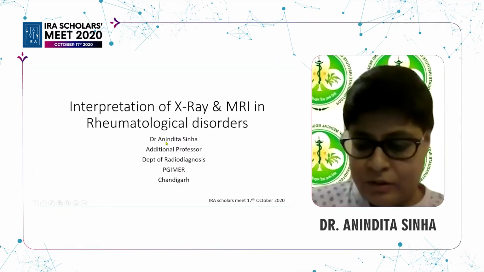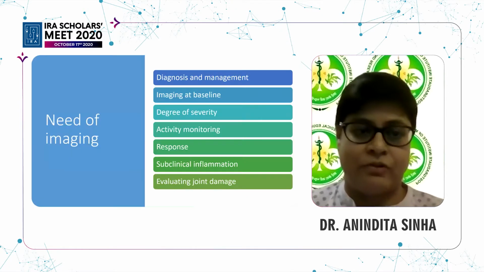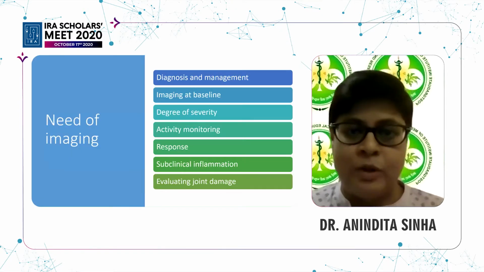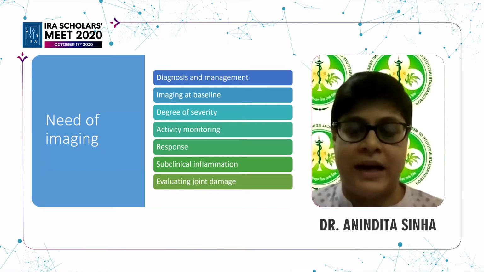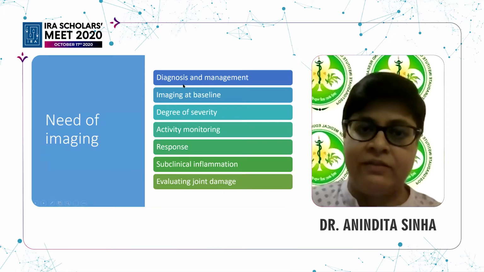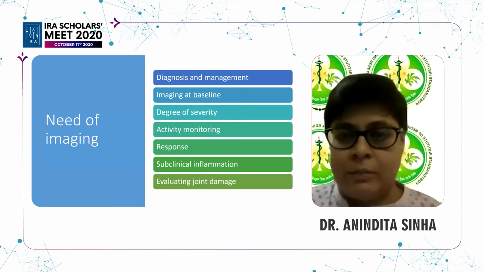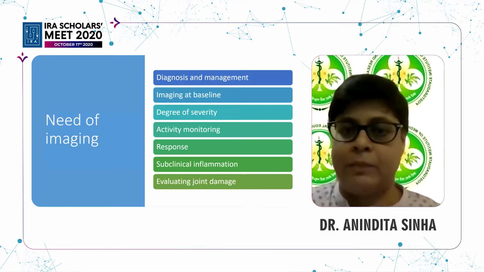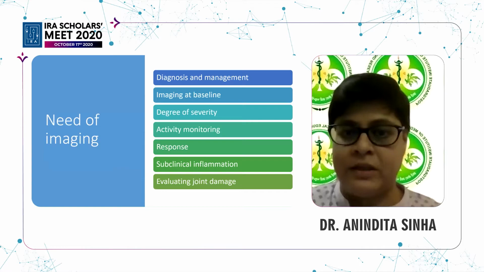So, to start off, about the interpretation of X-ray and MRI in rheumatological disorders, and interpretation, of course, why we need to do imaging is there are lots of areas where we do imaging. One of this is in diagnosis and management. For diagnosis, mostly the mainstay for us even now is the routine radiographs, and for management purpose you need to have some modalities which are more sensitive in picking up abnormalities early or changes in the management, which will cause changes in the management early.